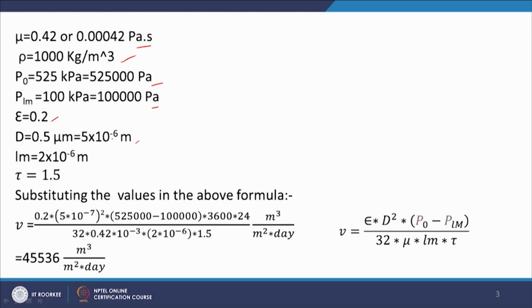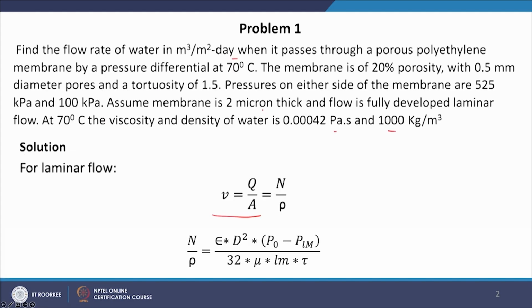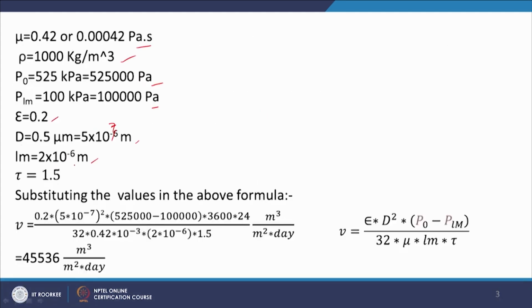This will be 10 to the power minus 7, not 6. So, d equal to 0.5 micrometer, that is 5 into 10 to the minus 7 meter, and Lm is equal to 2 into 10 to the minus 6 meter. It is given as 2 micrometer thickness. So, that is 2 into 10 to the minus 6 meter and tau is equal to 1.5, it is given.